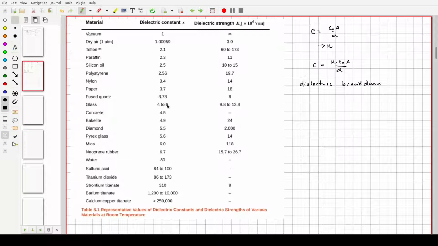And what you'll see here is that for each one of these substances, within reason, there is what's called a dielectric strength. And that dielectric strength basically tells you what the strongest electric field is that you can have going through this substance before you rend it apart and it becomes conducting.